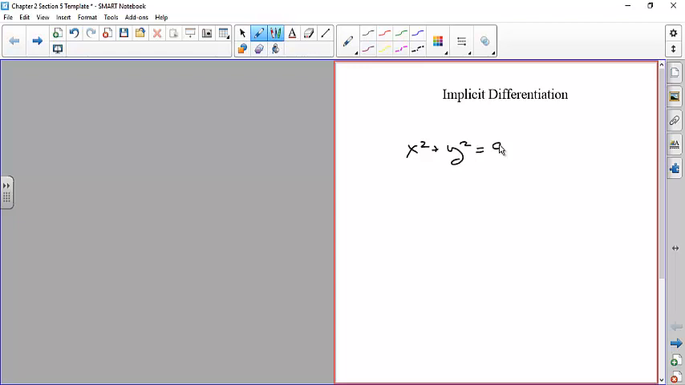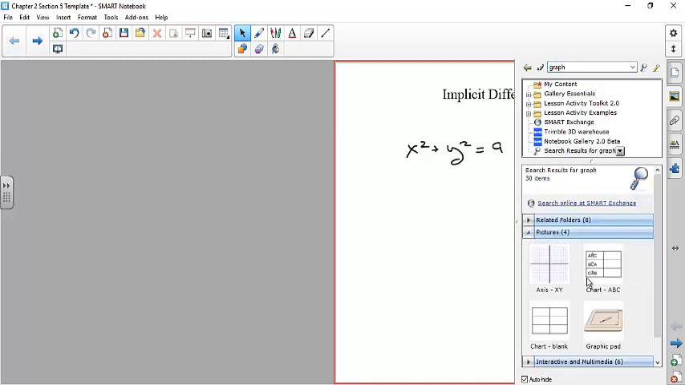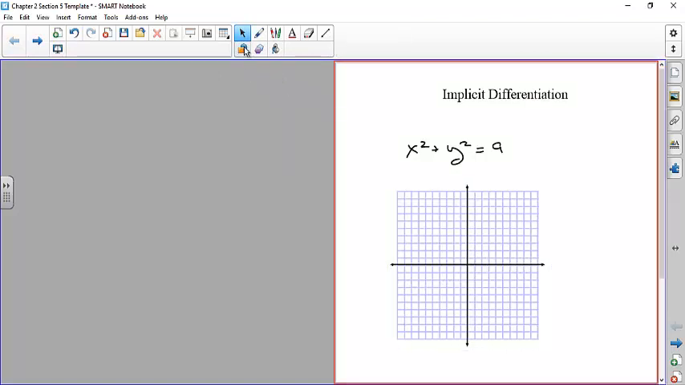So does anybody know what that is an equation for? Circle with a radius of? Right. So it's a circle of radius 3. And if we draw a circle of radius 3, so here's a circle, radius 3.